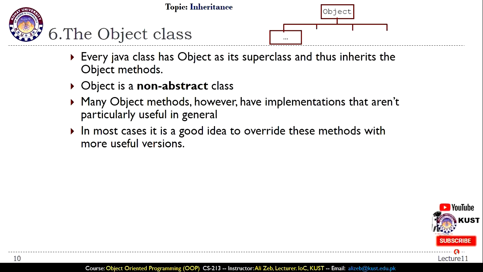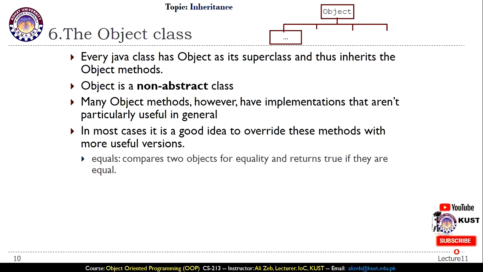In most cases, it is a good idea to override these methods with more useful versions. There is another method in the object class, that is the equals method. The equals method compares two objects for equality and returns true if they are equal and false if they are not equal. So it returns a boolean value. It will return a true if the two objects that we are comparing are equal, and it will return a false if those objects are not equal.